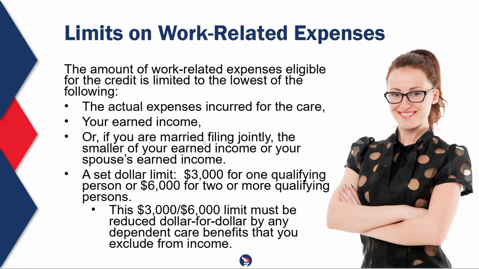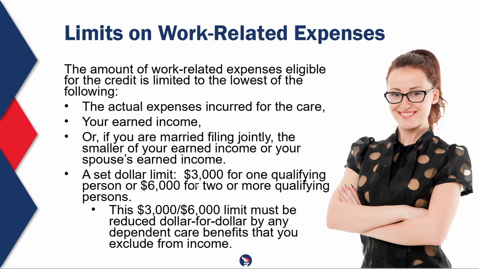If you're married filing jointly, it can't be more than the smaller earned income of either one of you. Again, there's a certain amount of logic to that. If my spouse isn't working so much, they should be the one home watching the kid. I mean, that's just the way that is, unfortunately.